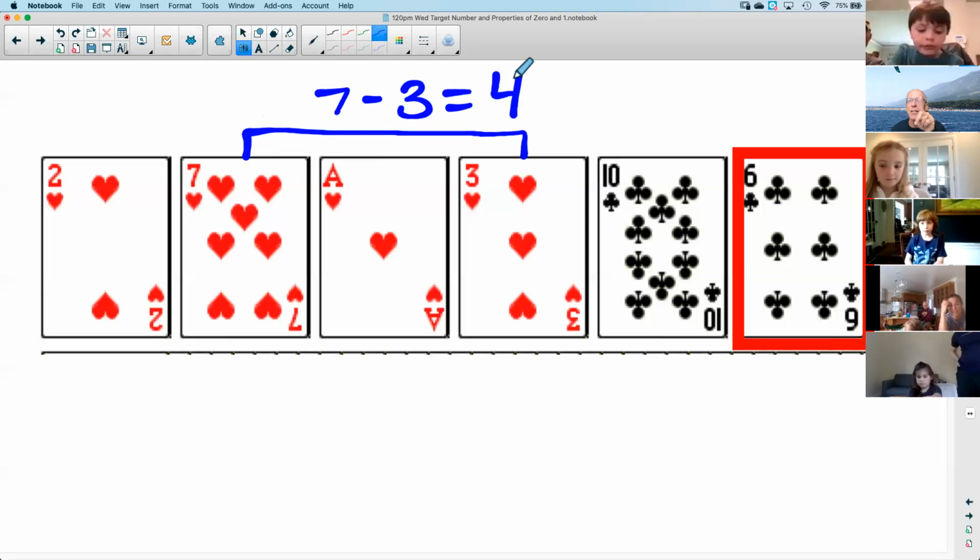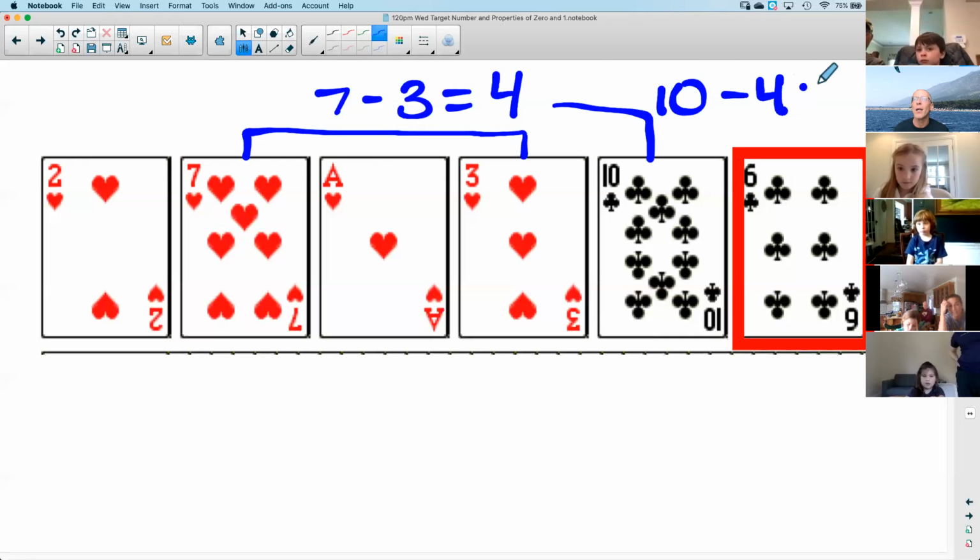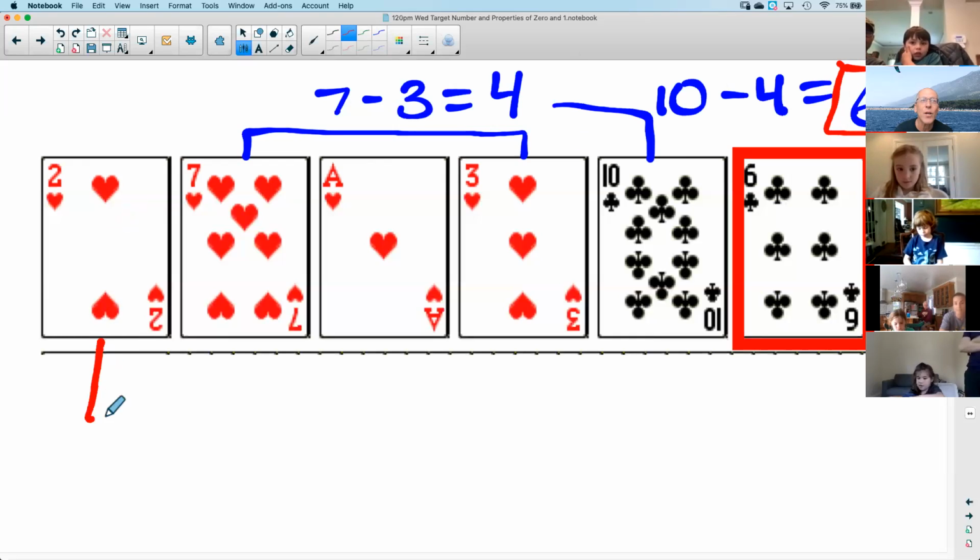Now watch this, guys. Are you ready? What is 10 take away 4? Come on, guys. I have 10 and I take away 4. I get 6. Now, hold on a minute. Remember, I always say to you, how are you going to get rid of the other cards? Well, look at what we have left. We have a 2 and a 1.